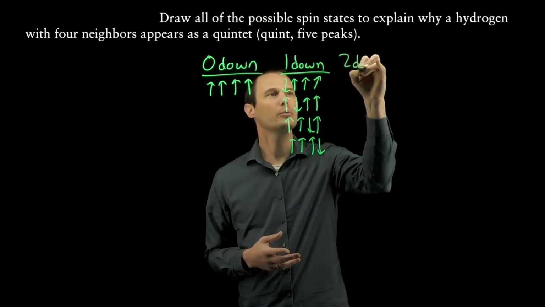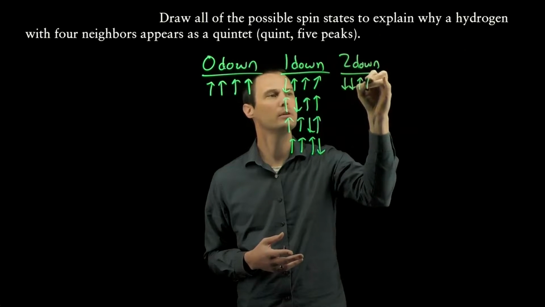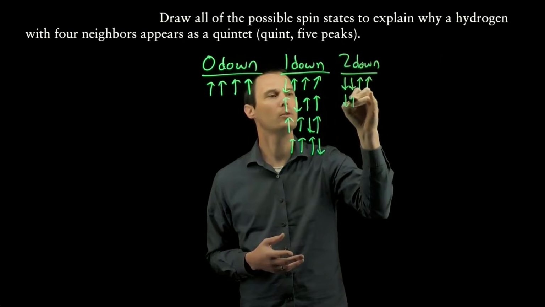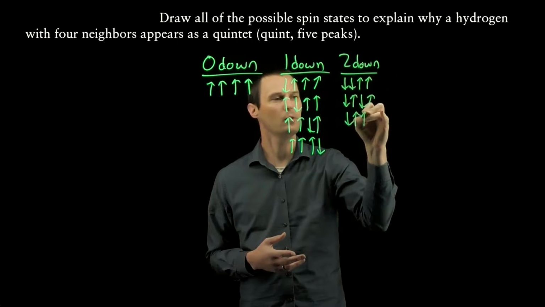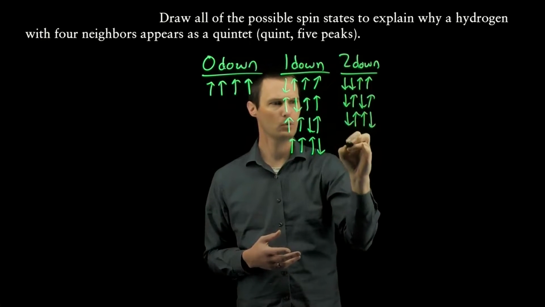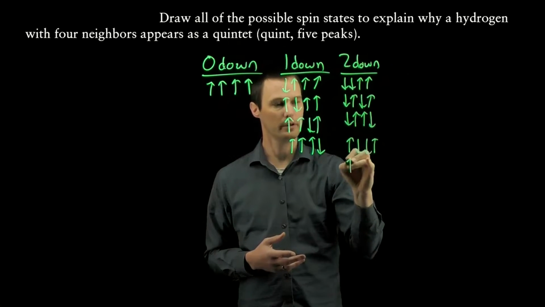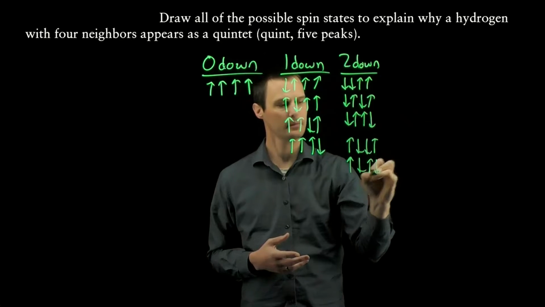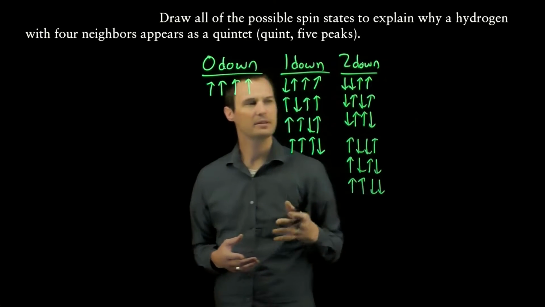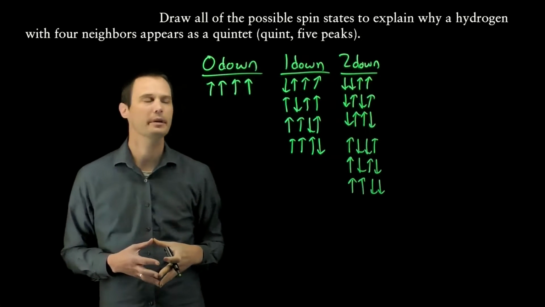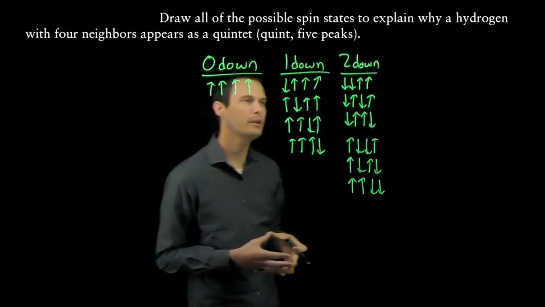We could have another group that is 2 neighbors spin down. They could be the first 2. They could be 1 and 3, 1 and 4, or they could be 2 and 3, or they could be 2 and 4, or they could be 3 and 4. We're going to go very systematically until we find all possible spin combinations. These are all the 6 possible combinations. We could have 2 spin down neighbors.